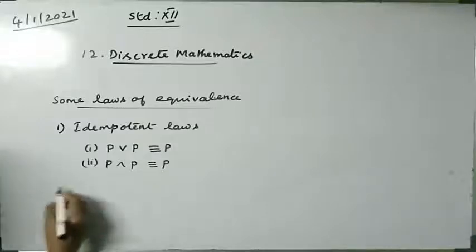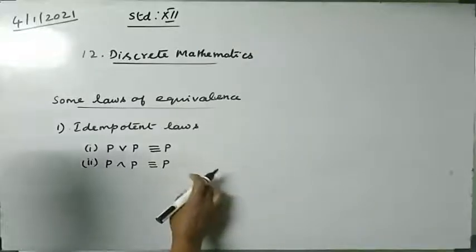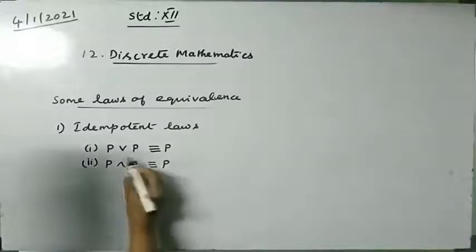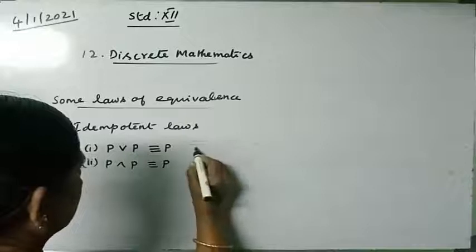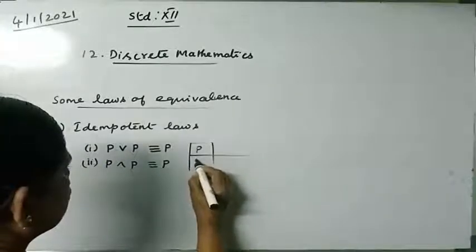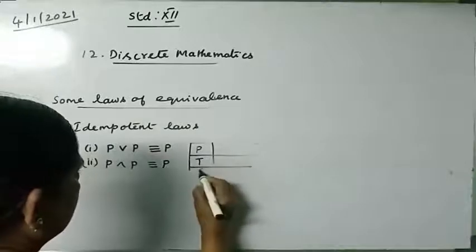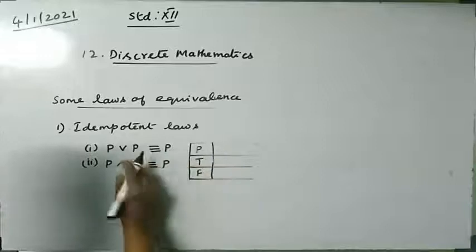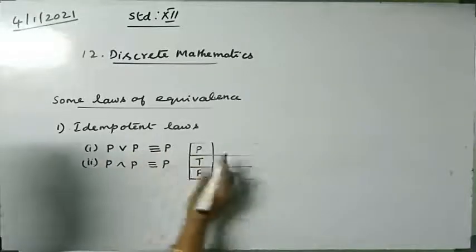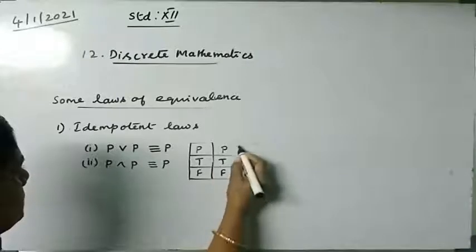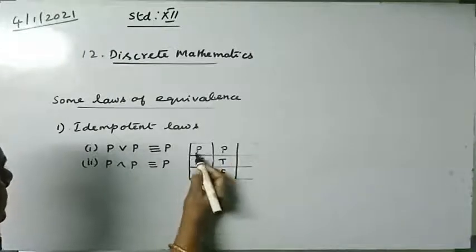The next one is, do you want the truth table? You draw and see yourself. So it is very easy. Only for example, only one I will do. So only one statement is there. One statement means two rows are there, true and false. See once again, P union P we want to take. Once again write P, true, false. So that is P cup P.